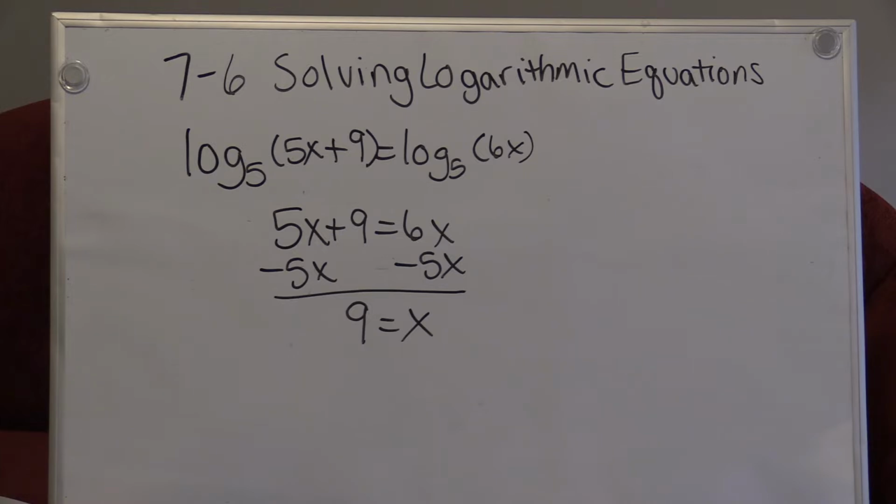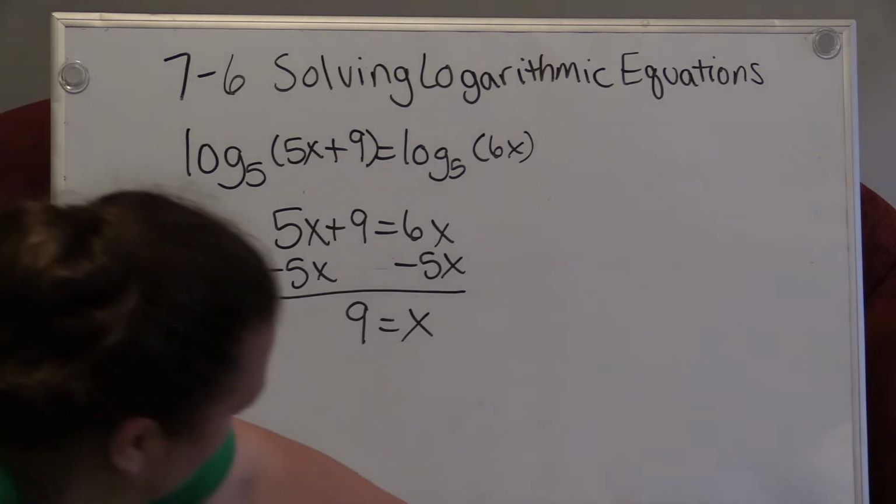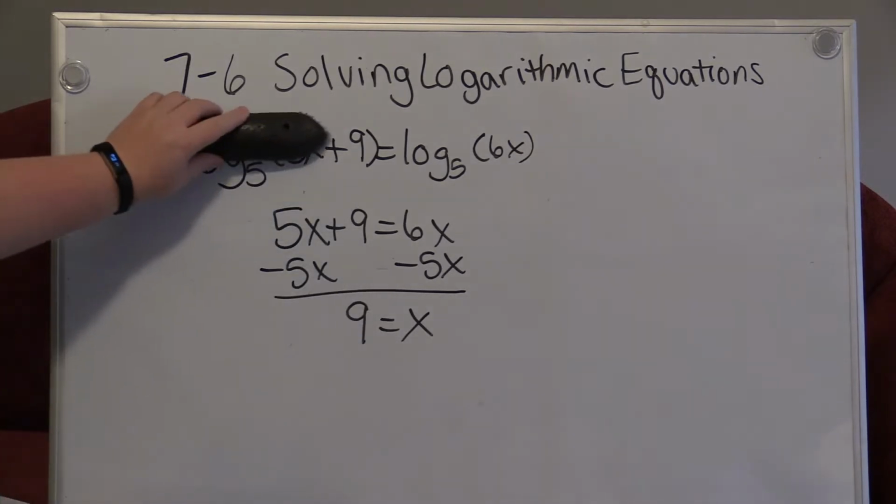Oh, 45 plus 9 is not 56. It's been a long day. 45 plus 9 is 54. Wow, I'm having a day. And 6 times 9 is 54 as well. So this equals, so there's no extraneous roots. So we're good. So now let's look at the next one.